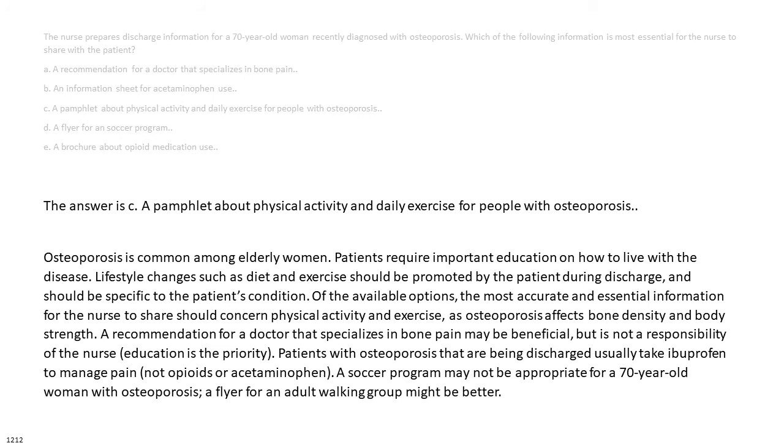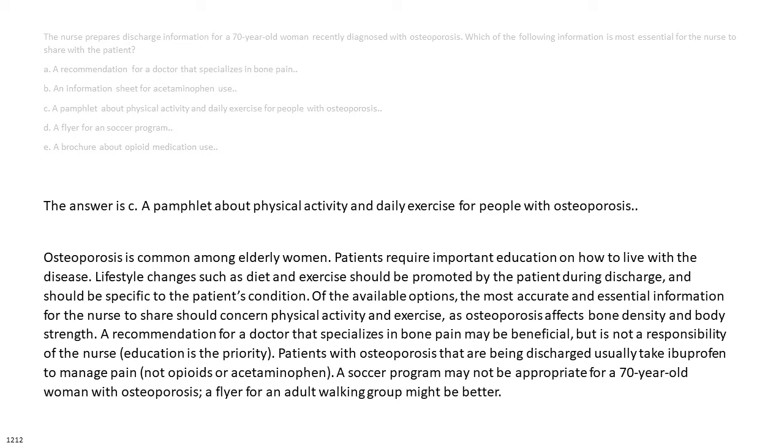The answer is C. A pamphlet about physical activity and daily exercise for people with osteoporosis. Osteoporosis is common among elderly women. Patients require important education on how to live with the disease. Lifestyle changes such as diet and exercise should be promoted by the nurse during discharge, and should be specific to the patient's condition. Of the available options, the most accurate and essential information for the nurse to share should concern physical activity and exercise, as osteoporosis affects bone density and body strength.